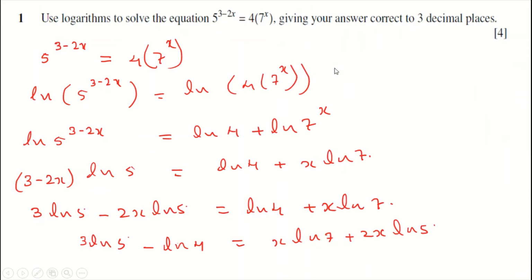To solve, use logarithms to solve the equation. 5 to the power 3 minus 2x equals 4 into 7 to the power x. Here also the variable appears as an index. Therefore, in order to isolate the x, we've got to make use of logarithms. So step number 1, we will take logarithms on either side. ln 5 to the power 3 minus 2x is equal to ln 4 into 7 to the power x.